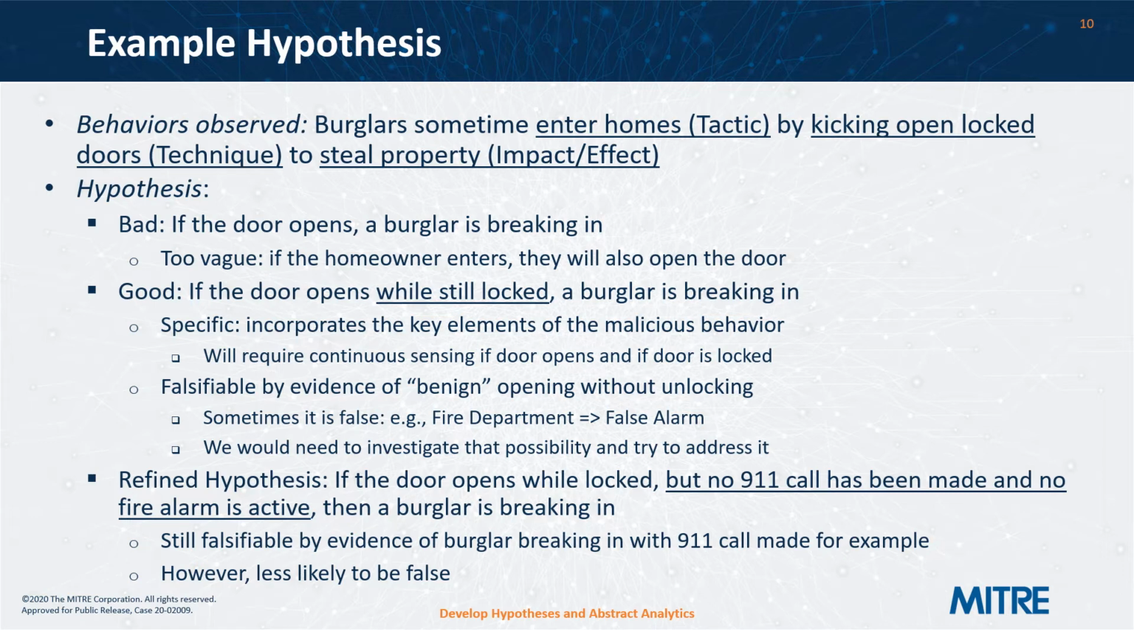So this thought experiment about falsifiability has led us to an insight about possible false positives, and that can let us further improve our hypothesis. So we might refine it and say, if the door opens while locked, but no 911 call has been made and no fire alarm is active, then a burglar is breaking in. So now we've added some additional specificity, and that's reduced the chance of a false alarm based on this hypothesis. So we've improved our precision.